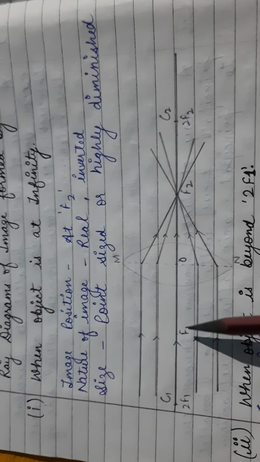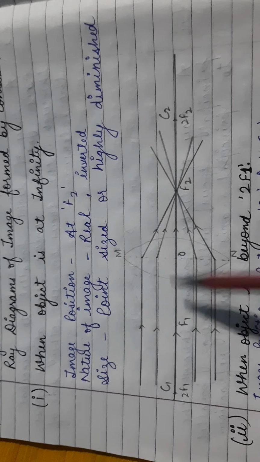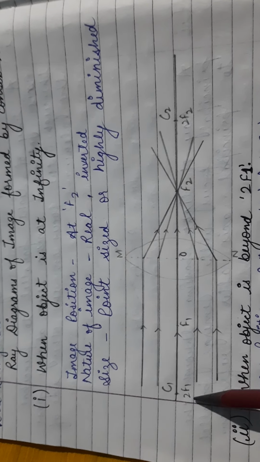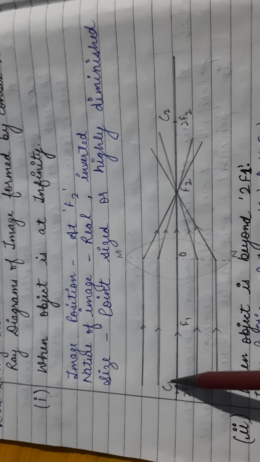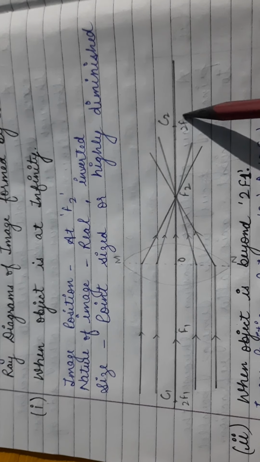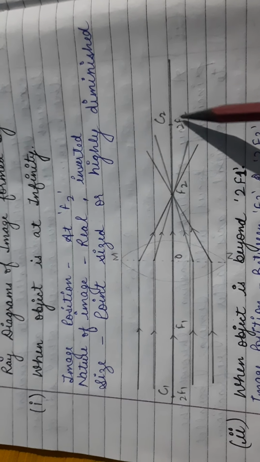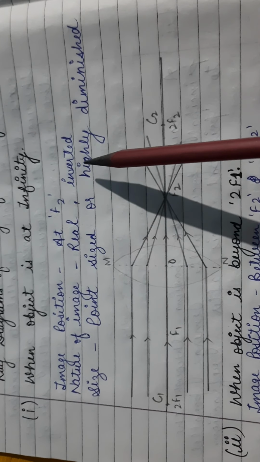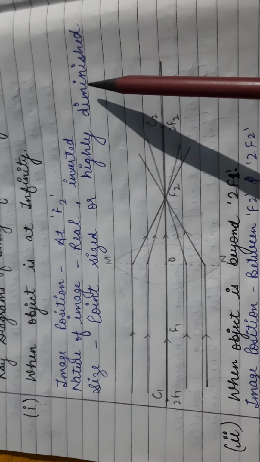In lenses, there are two focuses, that is focus 1 and focus 2, and the 2F1, that is 2 focus 1, is also the center of curvature 1, and on the other hand this is 2F2, that is the center of curvature of the second lens. The nature of the image will be real and inverted. Size will be point sized or highly diminished.